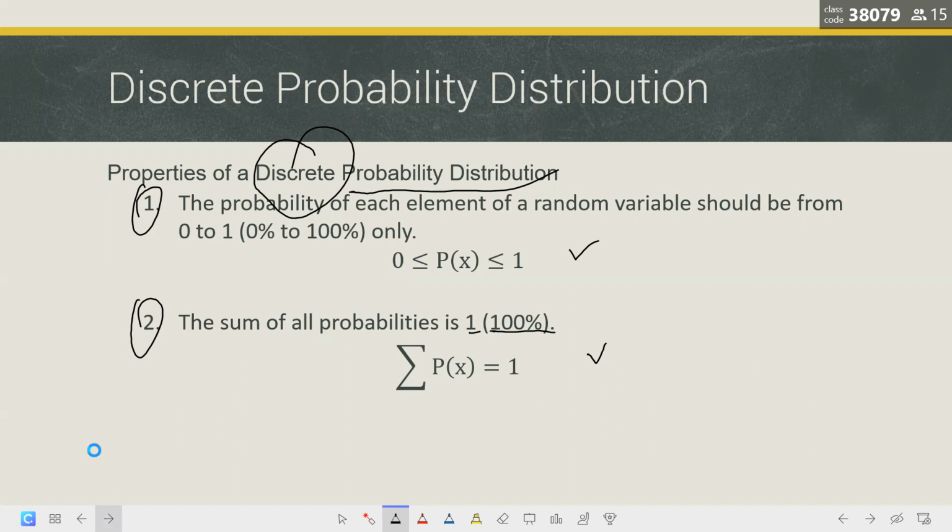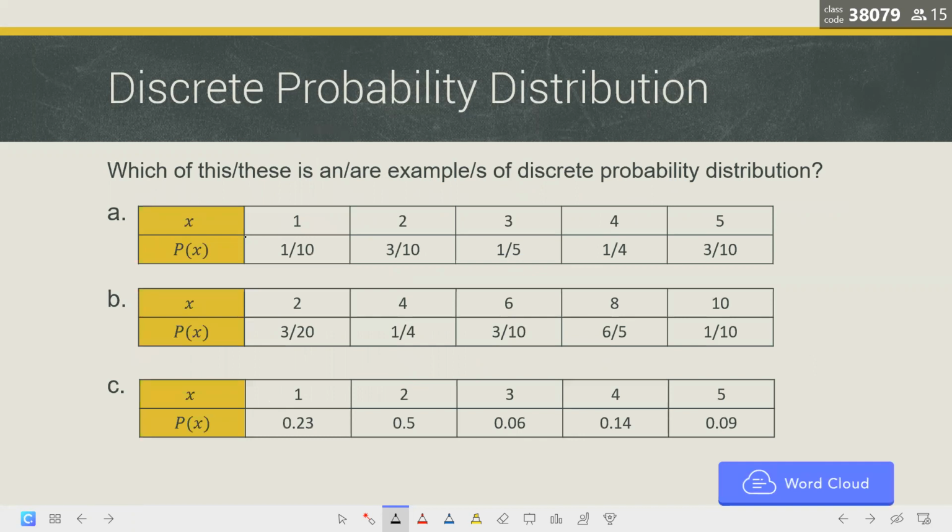Next. Okay, next activity tayo. Which of these is an example, or are examples, of a discrete probability distribution? Ang A ba? B, C, all, none. Ano ba yung options natin? A and B, B and C, A and C.